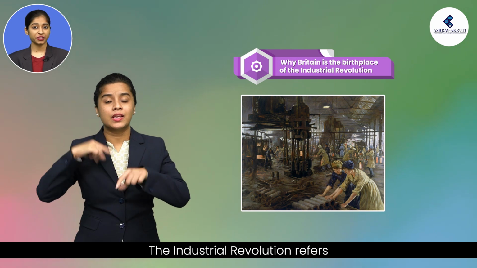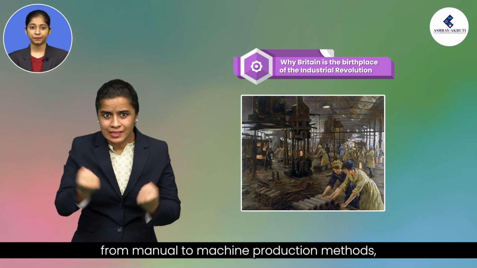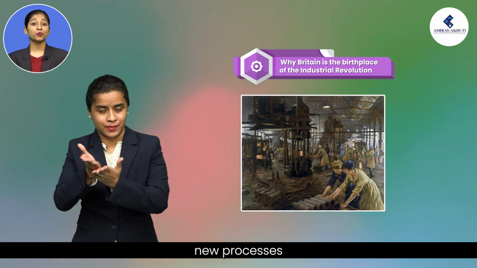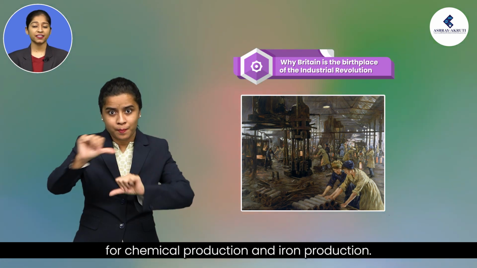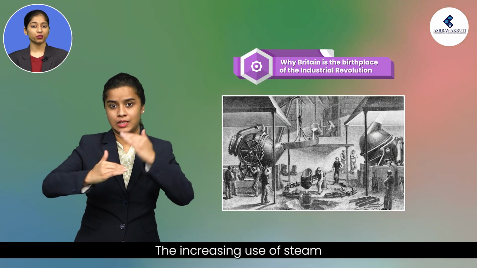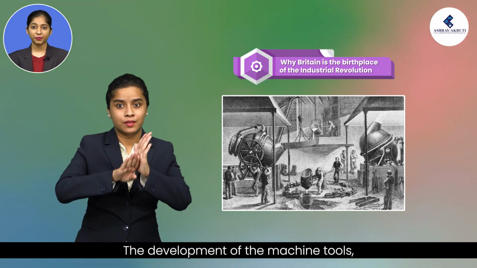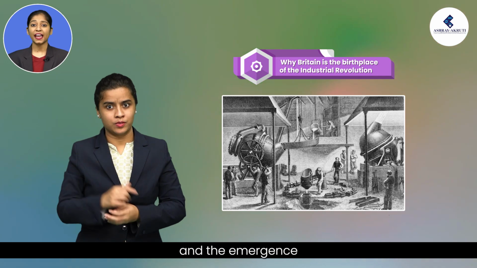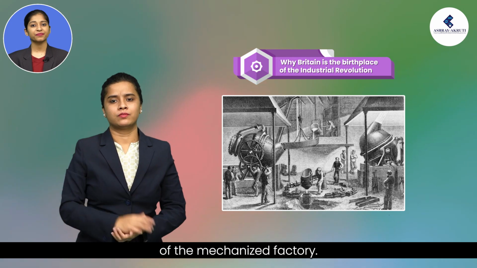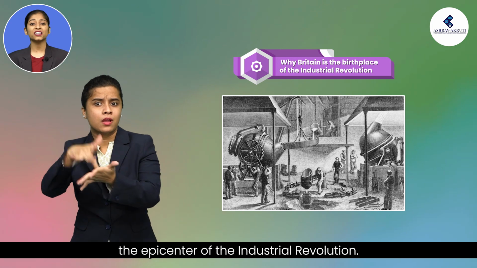The Industrial Revolution refers to the shift from manual to machine production methods. It involved new processes for chemical production and iron production, the increasing use of steam and water power, and the development of machine tools and the emergence of the mechanized factory. Many factors made Britain the epicenter of the Industrial Revolution.